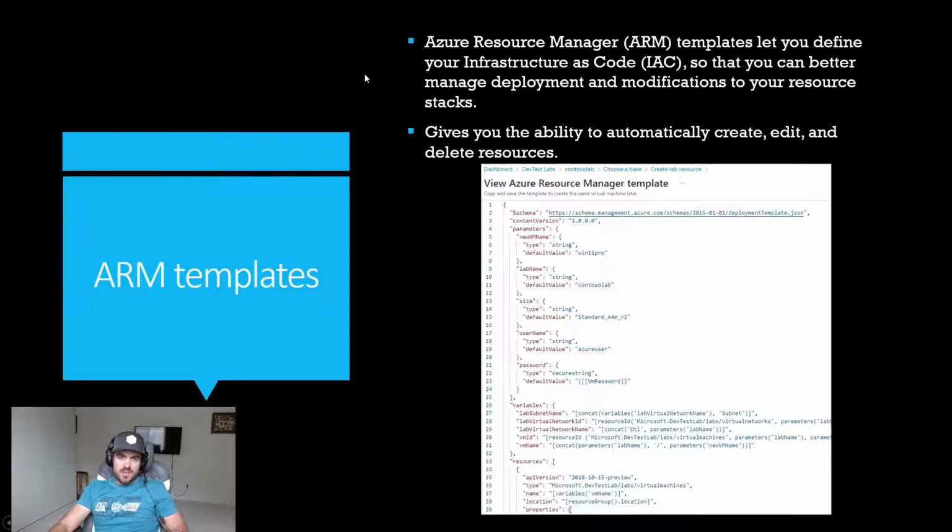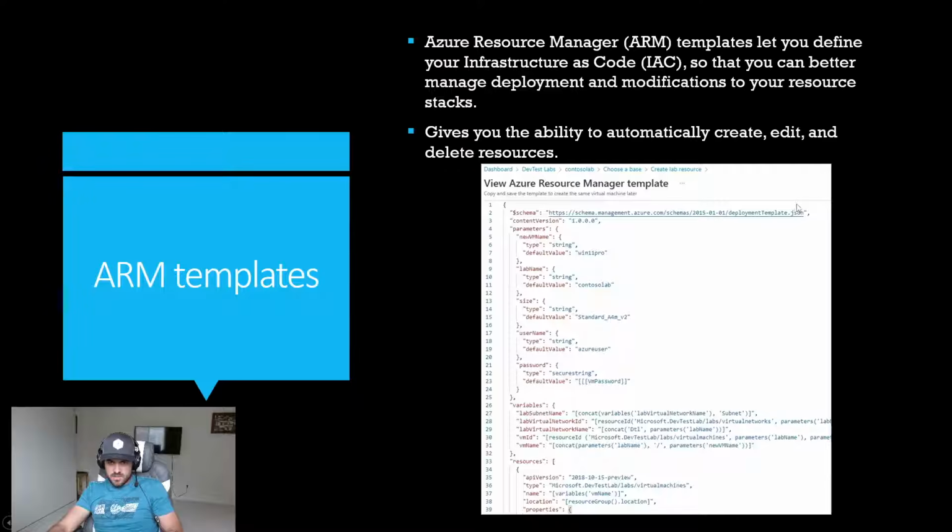ARM templates. So these are definitely interesting. One of your best friends when it comes to enabling and supporting automation. So ARM templates let you define your infrastructure as code, IaC, you'll see that quite a bit, so that you can better manage deployment and modifications to your resource stacks, right? Keep it automated, reduce human error. Super important.